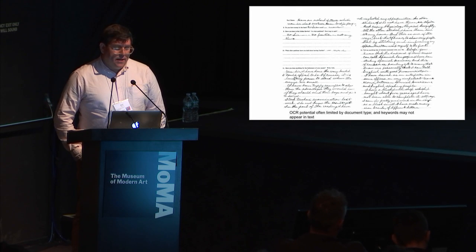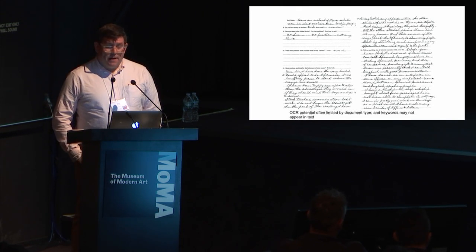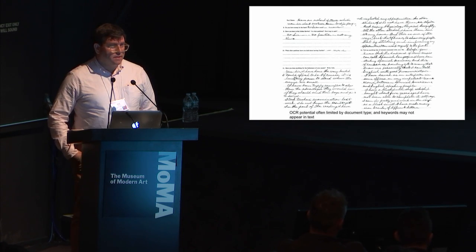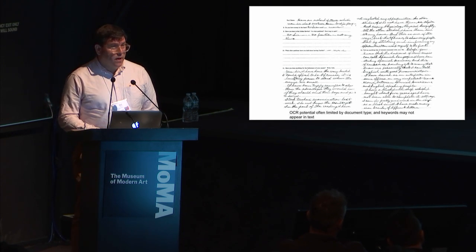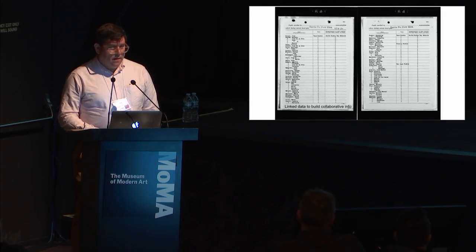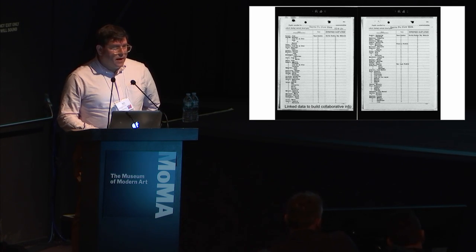One limitation is that OCR is often limited by the type of documents, and keywords don't always appear from text. So this is clearly an example of where there's a printed document, but there's lots of handwriting as well. So OCR may not help you from the baseline that you get without specialized software. There's also the possibility of augmenting description using linked data. So when names appear, you can use these to identify individual people.